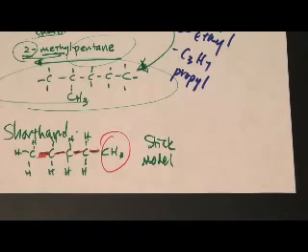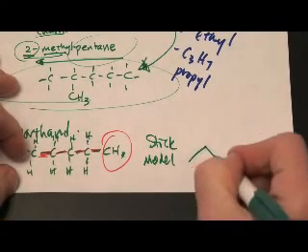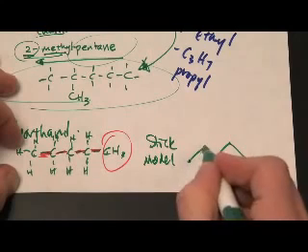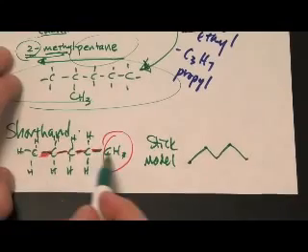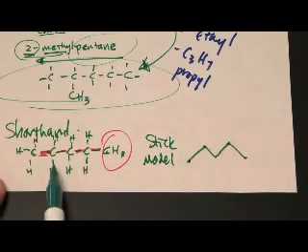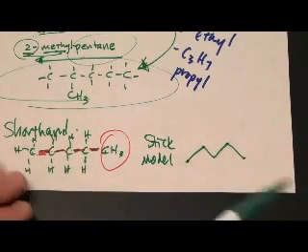And if I don't show a special bond to something that's attached to it, I assume that it is a hydrogen. So, for example, the stick model for this one would be 1, 2, 3, 4, 5. This stick model would represent this model of, in this case, pentane, because it has 1, 2, 3, 4, 5 carbons.